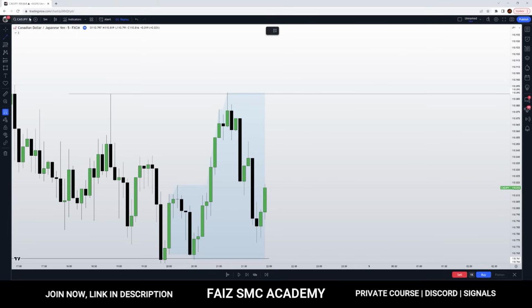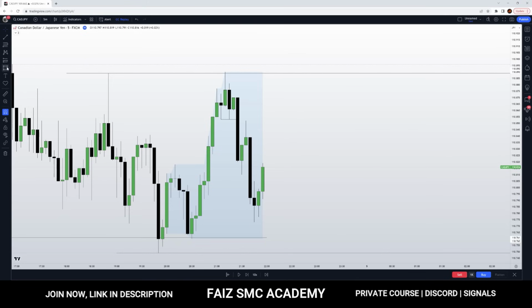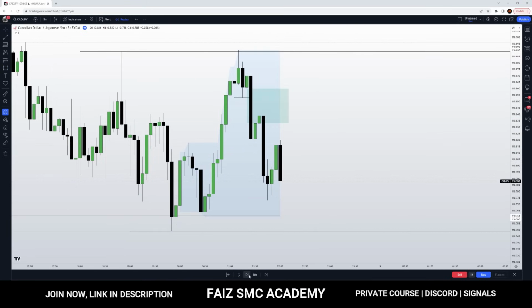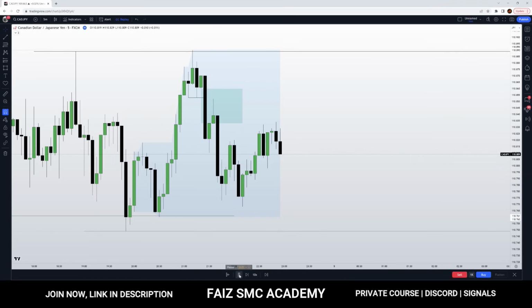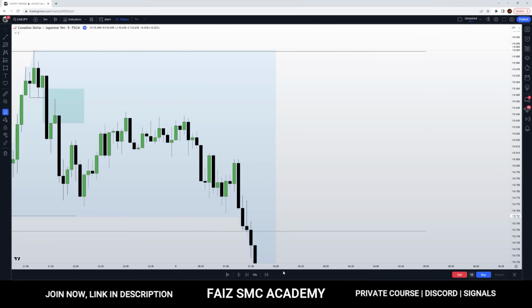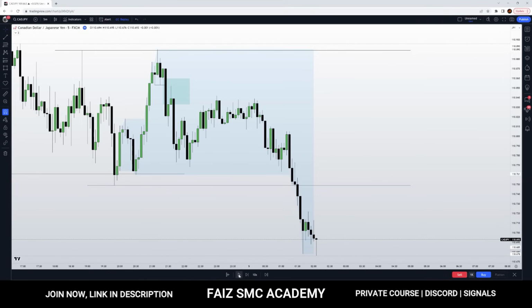And since we are trading CAD JPY, we can trade it in the Asian session. And you can see that we have a shift in the market structure. We have this fair value gap. And this would be the target. And you're going to see that the take profit level was hit and price kept going down.